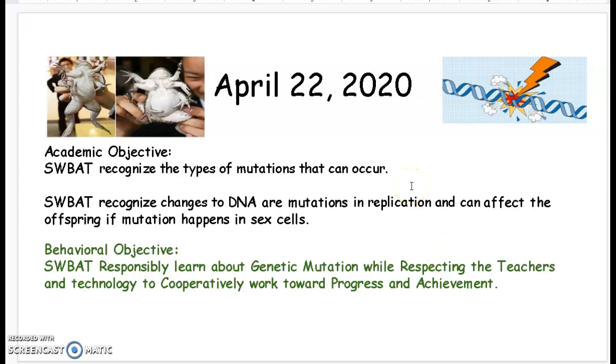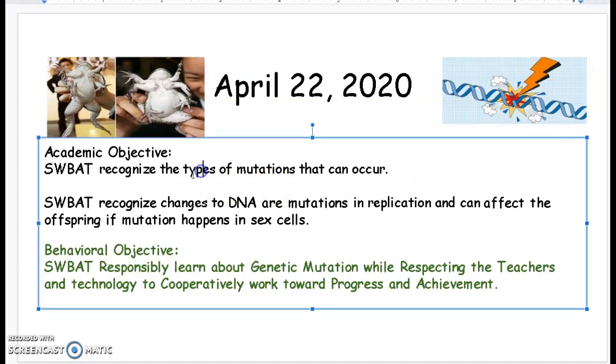Good morning, students. Today we're going to learn about what an actual mutation is. The objective of today is that students will be able to recognize the types of mutations that can occur. I believe there are 3 that we'll be mentioning today. You will also be able to recognize that changes to the DNA are mutations. So if there are changes or errors in the DNA, that's a mutation.